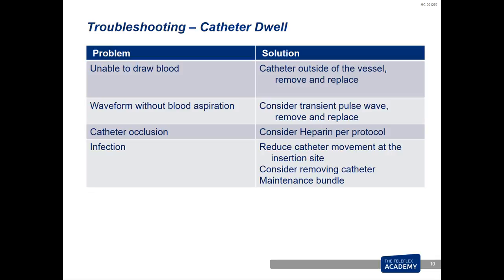What your goal should be is to minimize the movement and the chevroning or the pistoning of the catheter back and forth under the skin. And you need to also consider removing the catheter if there is a suspicion of infection, but also to institute the maintenance bundle to ensure the catheters are looked at every day and they're removed when no longer clinically indicated or they become a problem for the patient.